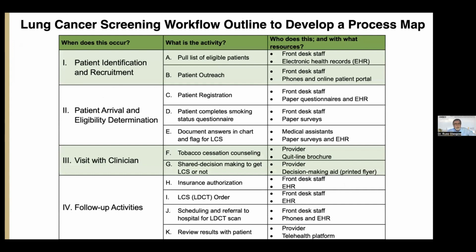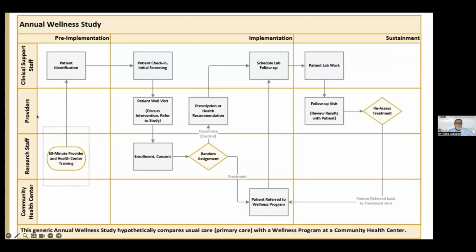But the initial step that we use for developing a process map is first just to make a list like this, thinking about when in the process this occurs, what is the specific activity, and then who does this and what resources are required. Is it front desk staff here? Is it medical assistants that do that? Is it a provider or a clinician? We then use that table to turn it into a diagram.